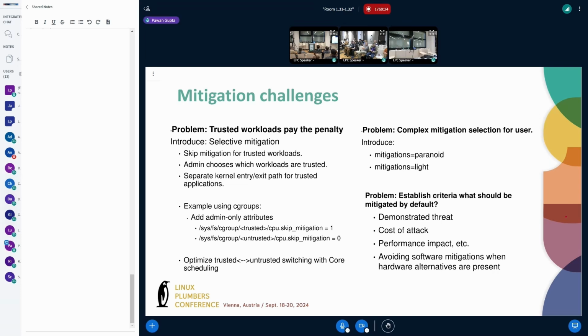The first one is the trusted workloads. They do pay the penalty due to these mitigations.